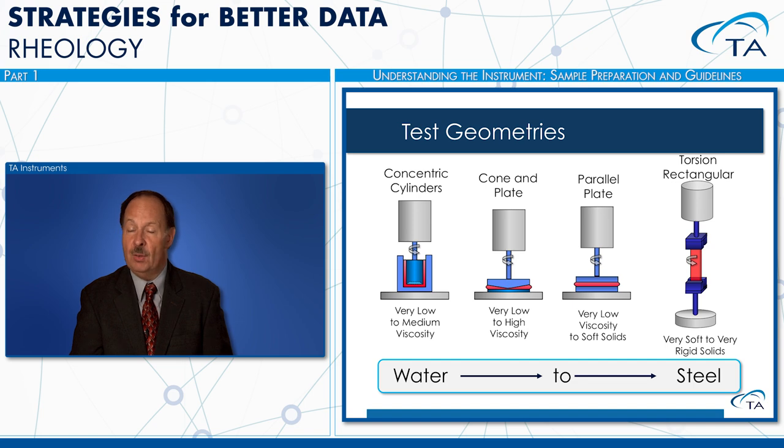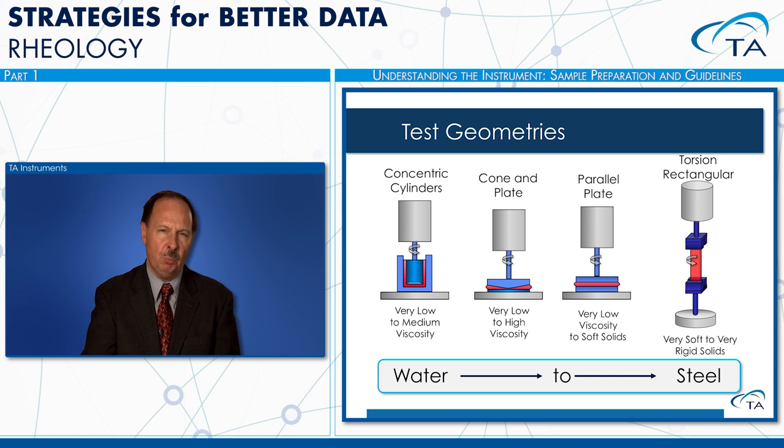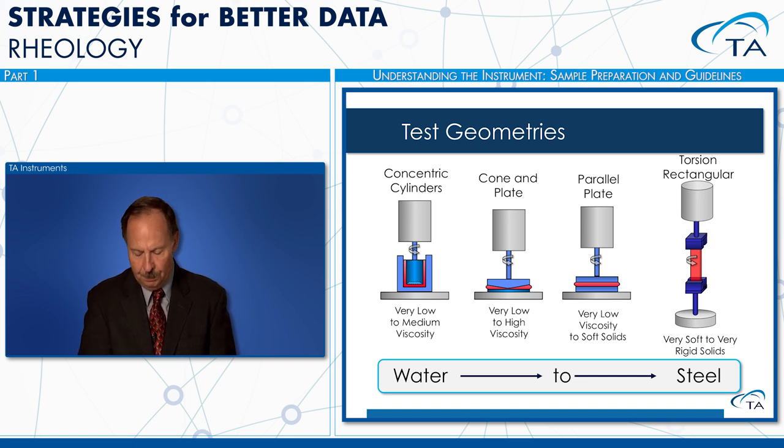And another very common geometry is the parallel plate geometry. One of the nice things about this is that you have some flexibility in terms of the height that you want to run your sample at. And if you have a material that is essentially solid and it can sustain its own weight, you can test things in this torsional geometry. So if you had a rectangular plastic piece, you can do a DMA type of test where you look at the viscoelastic properties as a function of temperature.